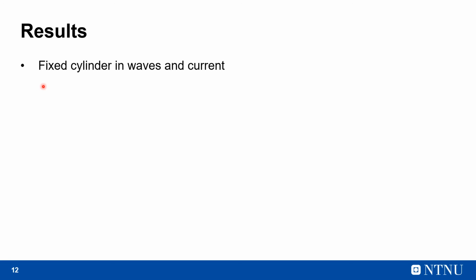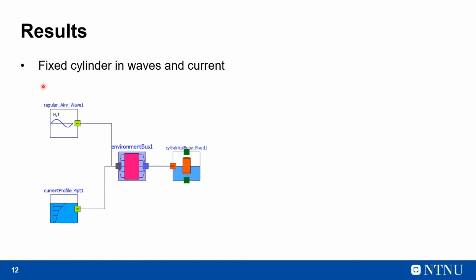We now build up component models and discuss results, and the first up is a fixed cylinder in waves and current. The component model is built up by connecting the component models for regular waves, for the current, as well as for the floating object. Inside the component model for the floating object, we set the equations of motion such that the x and z locations are held constant throughout the simulation. The wave component model and the current component model generate parameters that enable the object component model to calculate the wave and current loads at the required location.